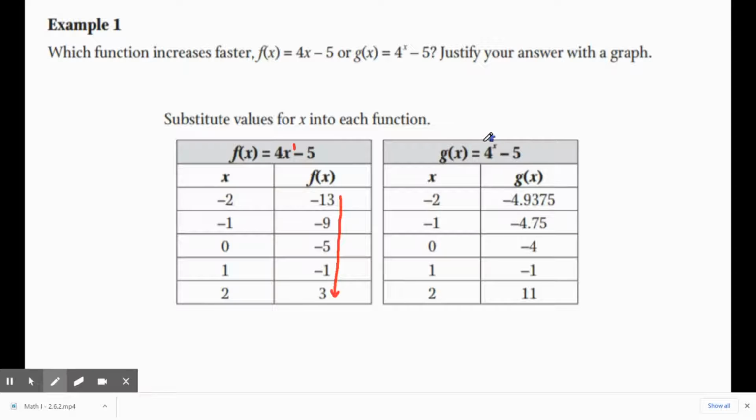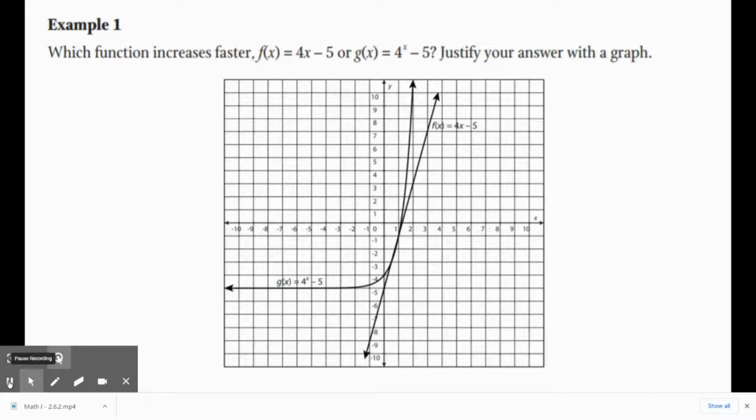The exponential function, on the other hand, is doing something very different. It's barely increasing, and then all of a sudden, it rapidly increases. Using the table of values, you can graph each of these functions and take a look at how they behave. The exponential function has an asymptote at y = -5, and that's why it's starting off so slowly, but then rapidly takes off. And then if you notice, the other function is just steadily increasing by 4 every time x increases by 1.